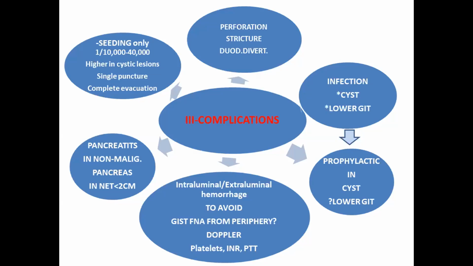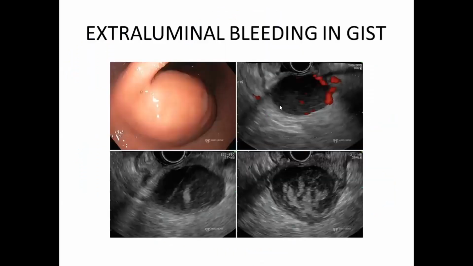This is an example of a gastrointestinal stromal tumor. Here, with application of Doppler, there is marked or significant vascularity. This is the FNA, and this is bleeding inside. So try to sample the periphery of the lesion, not the center of the lesion, and try to choose an area with minimal vasculature.